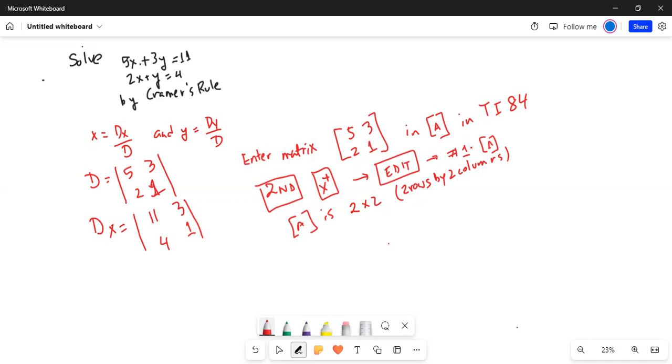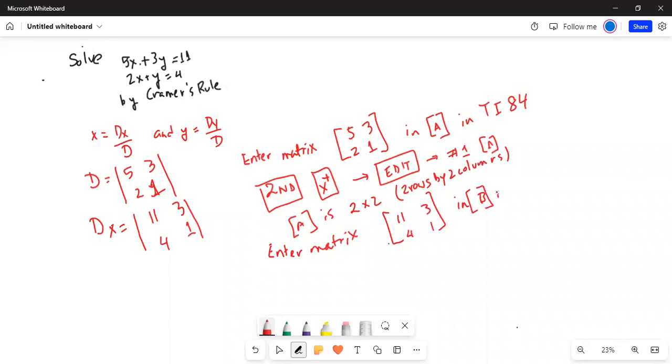Now we have to do it for matrix B. So again I press second and quit. Now let's write the matrix for Dx. Now enter 11, 3 and 4, 1 in matrix B.